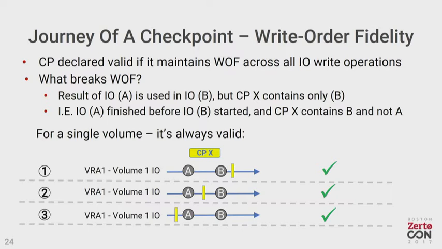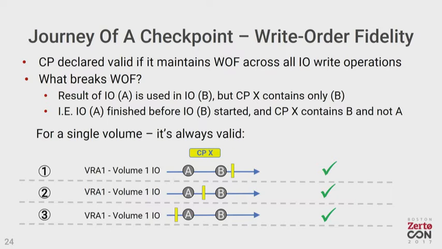Let's say we have a VRA with one volume. We declare a checkpoint. Well, if that checkpoint being sent serially comes in and has writes A and B behind it, great. They both make it into that recovery checkpoint when you go to do a test failover or a live failover.